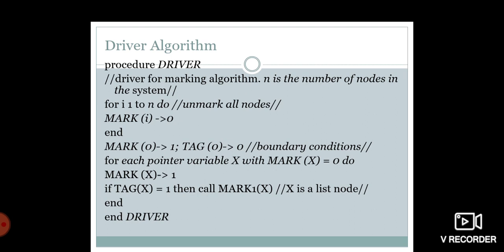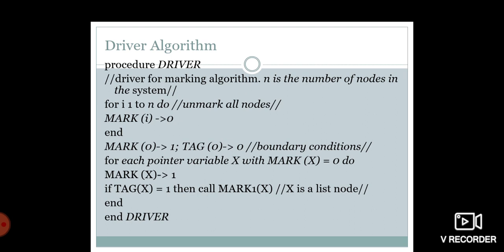In the driver procedure, you have a for loop which executes from i equal to 1 to n. You mark the nodes, that is, the i-th node, with 0. Once you mark every node with 0, you have a boundary condition. You have to keep on marking everything to 0 until you find mark equal to 1 and tag equal to 0, which means there are no more nodes there. You have a for loop here, a loop to check whether a node is in use or free.